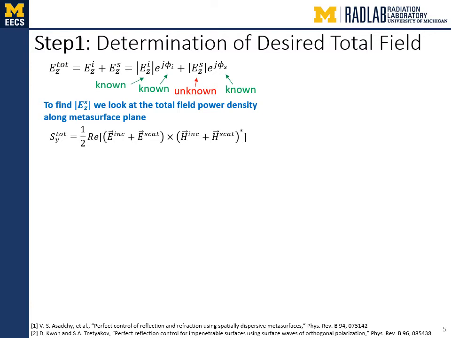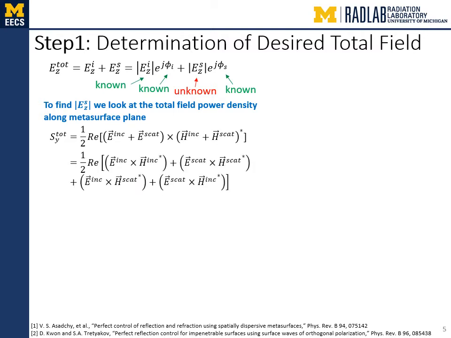The total field power density can be written as 1/2 the real part of (E incident plus E scattered) crossed with (H incident plus H scattered) conjugate. By expanding the product, three terms are generated. The first is associated with the power density of the incident field. The second term is associated with the power density of the scattered field. The third term is associated with the interference between the incident and the scattered fields.